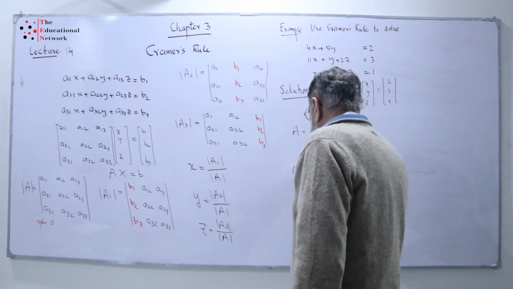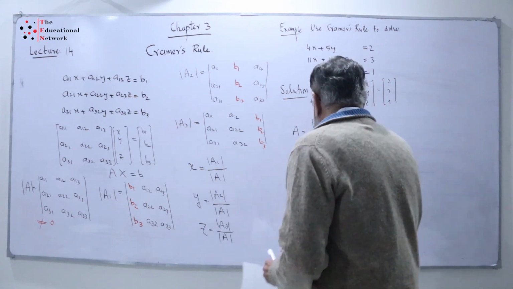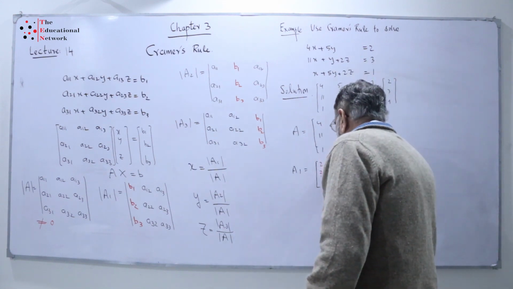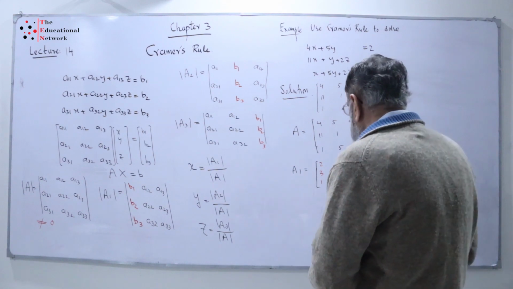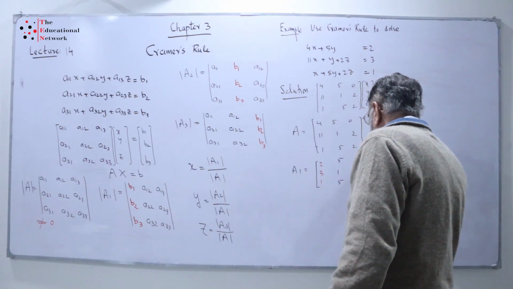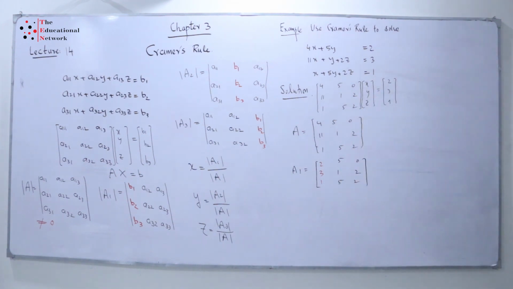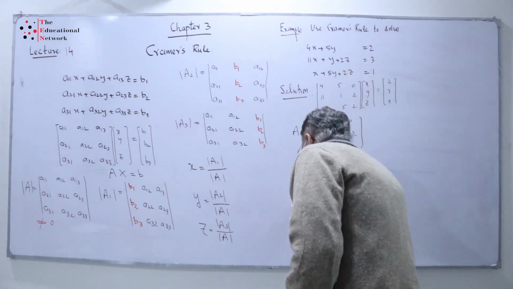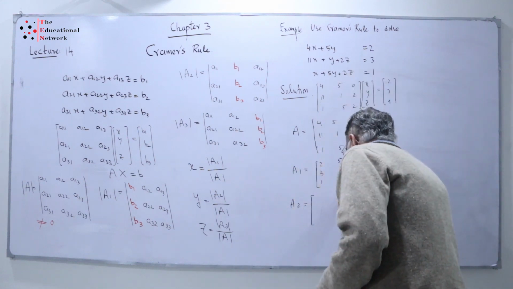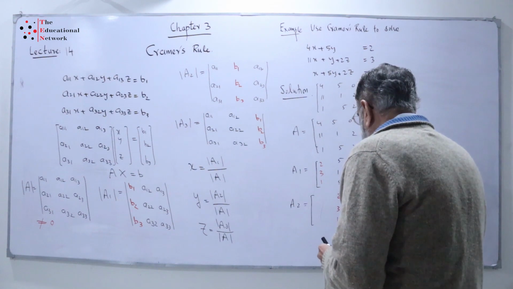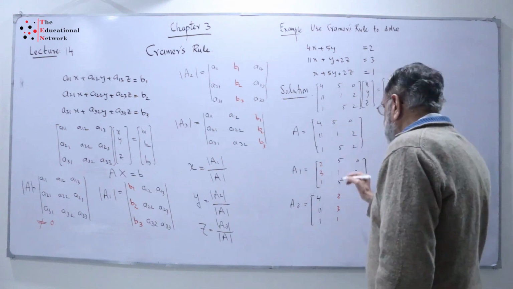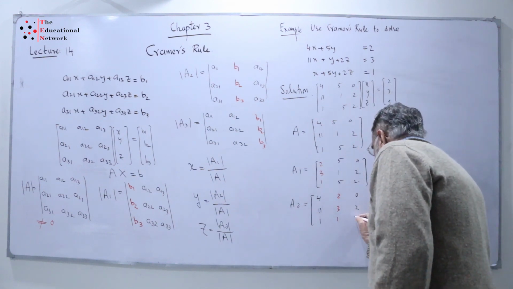Now I write my matrix A1. In matrix A1, I just replace the first column by the constants, that is 2, 3 and 1, and the rest I write here, this is 5, 0, 1, 2 and 5, 2. Then I write A2. For A2, I replace the second column by 2, 3 and 1, and the first column is 4, 11 and 1. Third column is 0, 2 and 2.